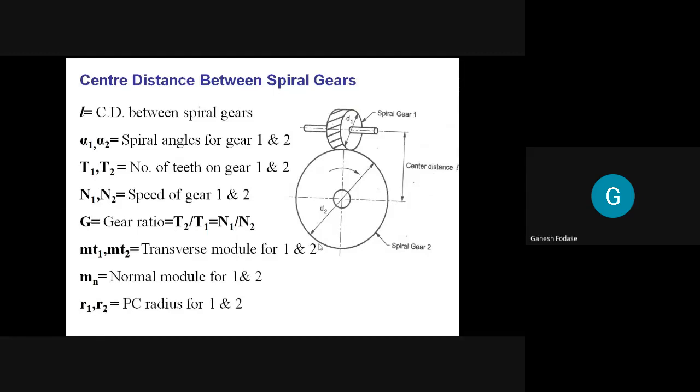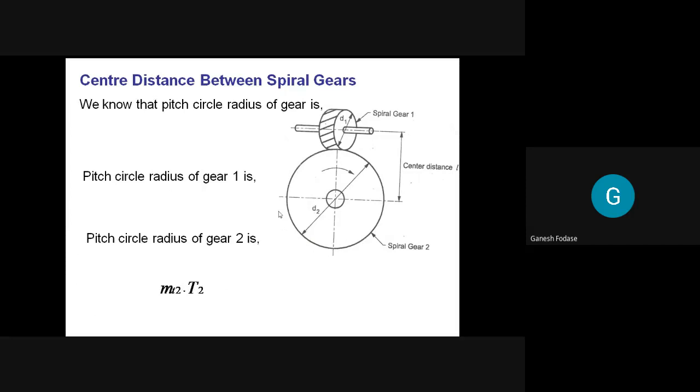So central distance in spiral gear is equal to, again this concept is same, it is nothing but radius of the spiral gear 1 plus radius of spiral gear 2, that is R1 plus R2. And further, we can define it as R in terms of module and teeth, that is R is equal to MT by 2. For 1, it is M T1 into T1 by 2. For 2, it is M T2 into T2 by 2.